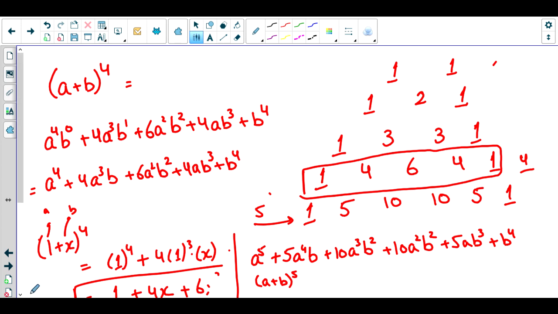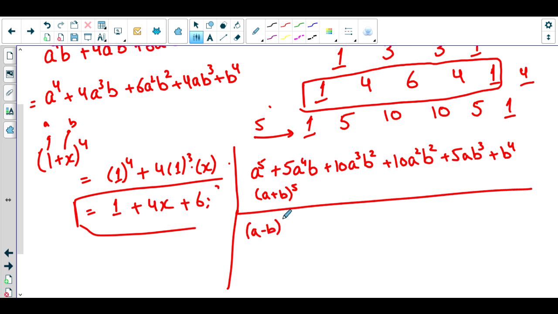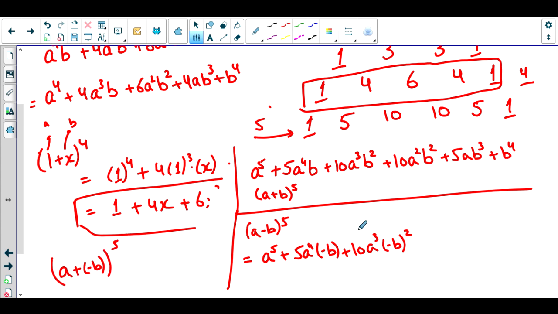Same way you can design for (a - b) power 5. For that, what we have to do, we have to replace b with minus b. Instead of using positive b, we will use minus b. Like if I want to write the formula for (a - b) power 5, then it will be a^5 plus 5a^4, here will be minus b. Then plus 10a^3 (minus b) square. Replace b with minus b. Because eventually you can write it like a plus minus b. We can write it like this and just replace b with minus b.